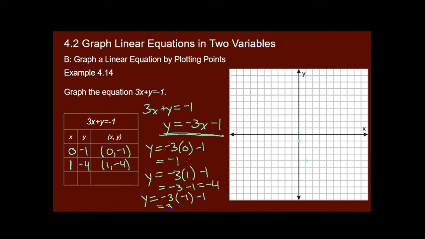So that equals +3 minus 1. So 3 minus 1 is 2. Oops, I put a -1 here and a 2. So my ordered pair is -1, 2. So -1 and +2, and there's my next point. Okay, so now I have my three points, and they are in a straight line.